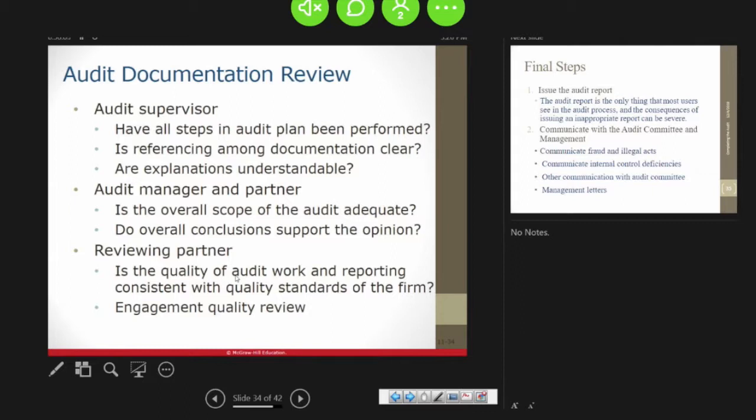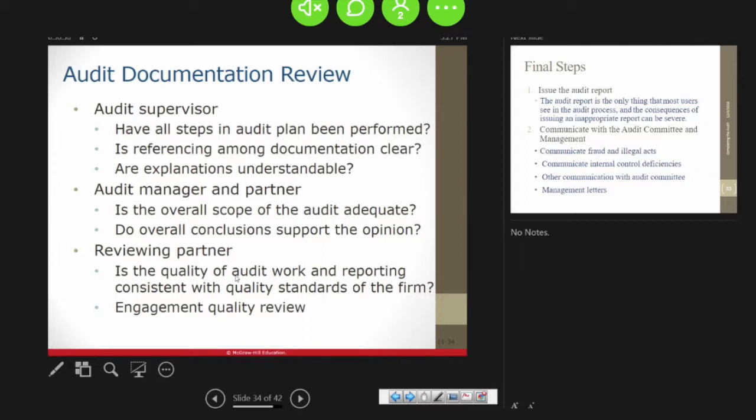The audit manager and partner are going to perform more of a higher level review. So they're looking at, is the overall scope of the audit adequate, right? They're not going to dig too much into details. And also, do the work papers, the results of the audit evidence that we collected, sufficiently support our opinion? So obviously, audit managers and partners are looking at the more challenging areas.